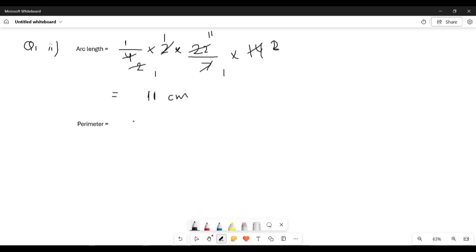So now the perimeter is what? Simply arc length plus double the radius. So we have 14 here. So what is the double of the radius? It is 28. So then what will be our final answer? 11 plus 28, that is 39. 39 centimeter. So this is our perimeter, this is our arc length.